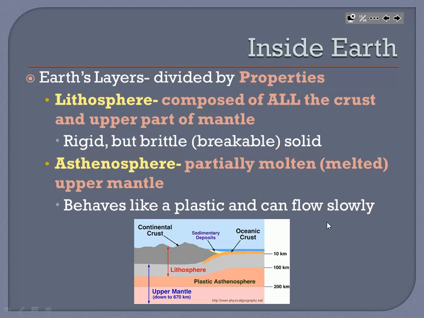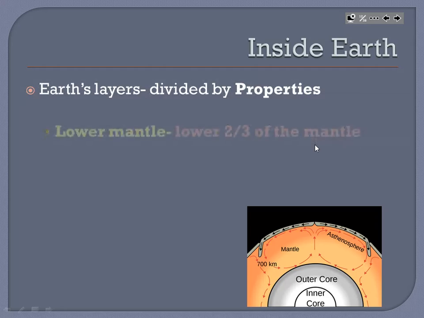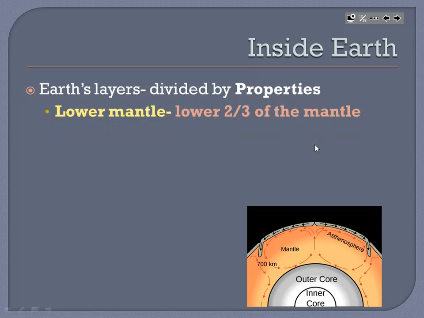These two properties are very important in understanding how the inside of our Earth works. So just remember these as we go. As we continue down, we get to the last part of the mantle. We talked about the upper mantle. The lower mantle is really the lower 2/3 of the mantle. Basically, temperatures just continue to increase. Rock is still solid, but as you keep going down and down, it becomes more and more malleable and softer.